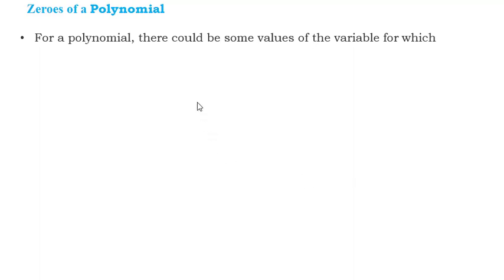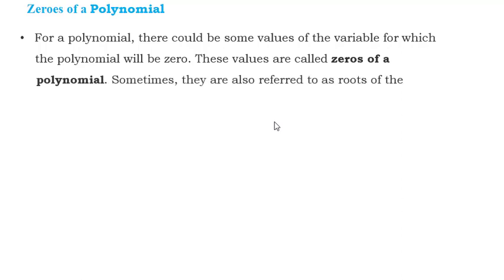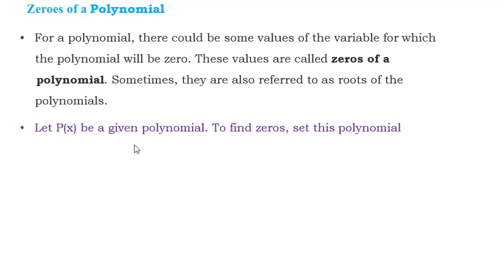For a polynomial, there could be some values of the variable for which the polynomial will be 0. These values are called zeros of a polynomial. Sometimes they are also referred to as roots of the polynomial. Now, if p(x) is the given polynomial, to find the zero, we set this polynomial equal to 0. Whatever value of the variable I get will be my zero. And if I put that value in the equation, I will get the answer 0. So that will be the zero of the polynomial, right?